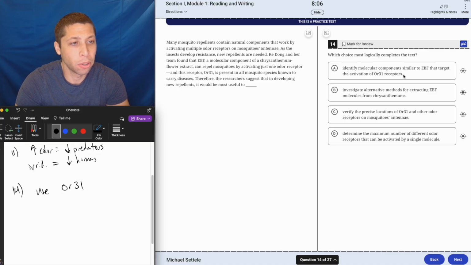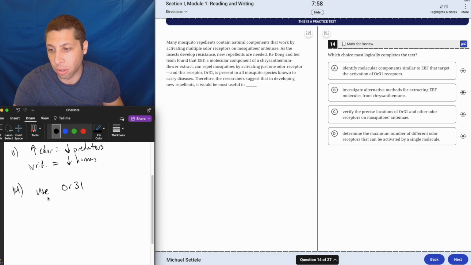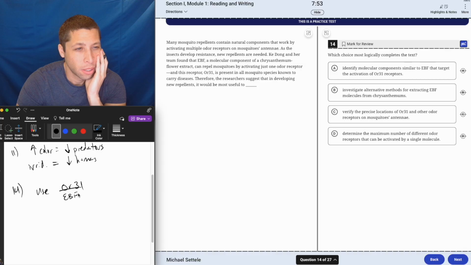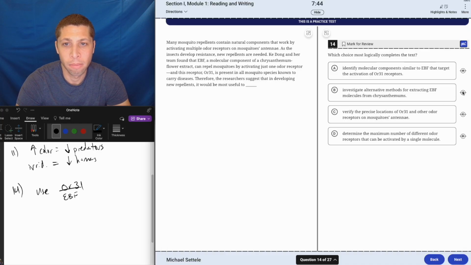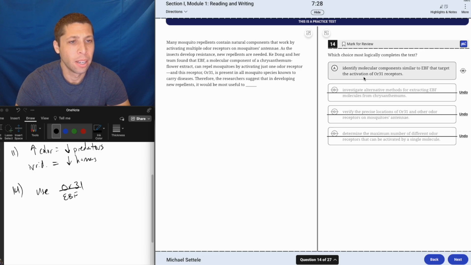Identify molecular components similar to EBF that target the activation of OR31 receptors. That's the receptor. So they want to use EBF. Molecular components similar to EBF. Why do I need them to be similar? Why can't we just use EBF itself? I don't know. Investigate alternative methods for extracting EBF. Why? What's wrong with the method we have? Seems fine. Verify the precise location of, why does that matter? Who cares where the location is? Determine the maximum number of different odor receptors that can be activated with a single molecule. Who cares? That's quantifying.